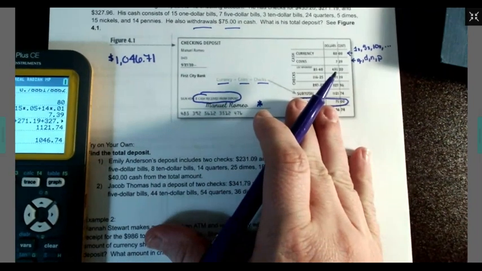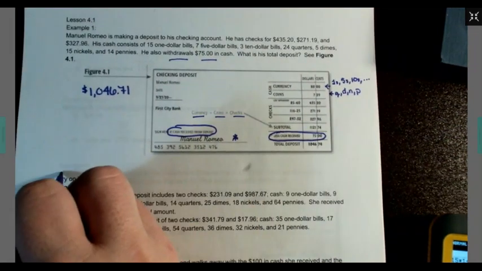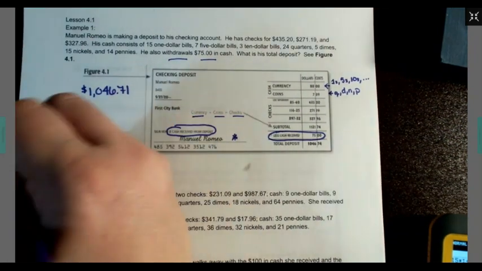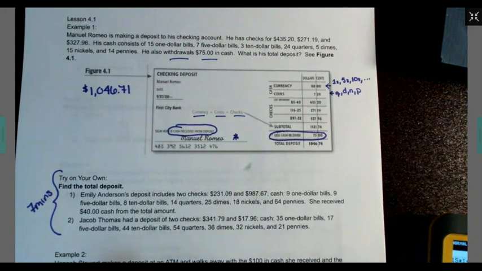All right, I want you to look at the try on your own. I want to take about 7 minutes to see if you can work out your complete deposit, your total deposit. Now, again, you're going to add your checks, your coins, and your currency, and then you're going to subtract any cash that you receive back. So go ahead and take 7 minutes. Pause your videos now.